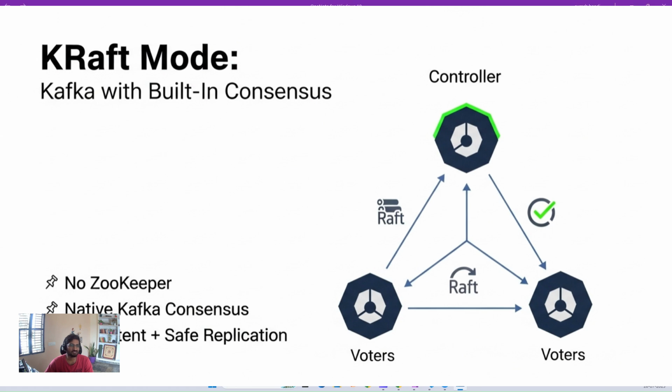How does KRaft work? In KRaft mode, Kafka brokers form a quorum. One broker becomes the controller and the others act as voters. They all use the Raft protocol to reach consensus on changes. So when you create a topic or when a broker fails, the change is replicated as a log entry and all voters must agree. It's safe, consistent, and fully Kafka native. So no ZooKeeper or external coordination is required. Kafka handles all of that.